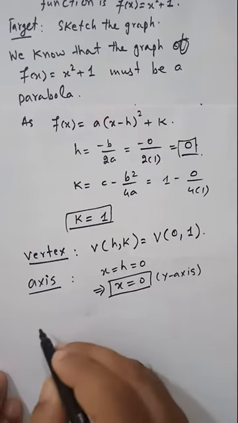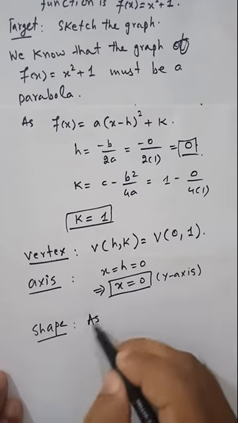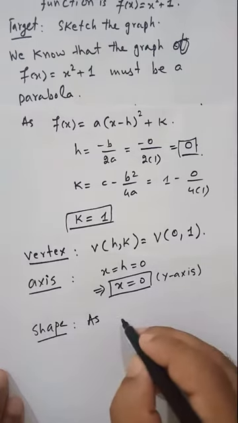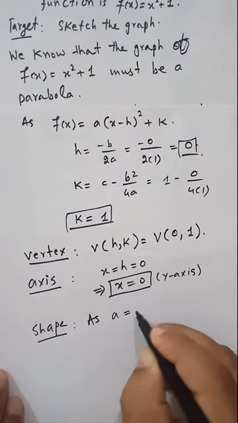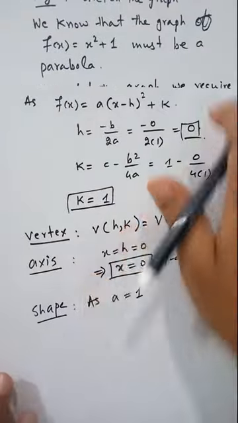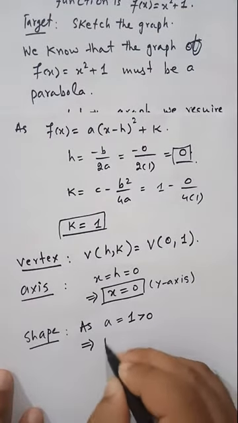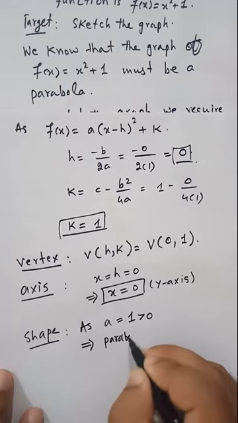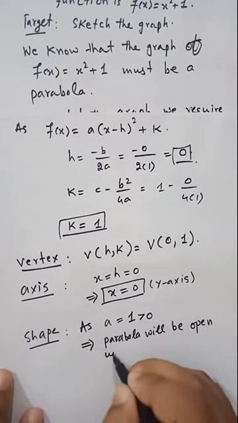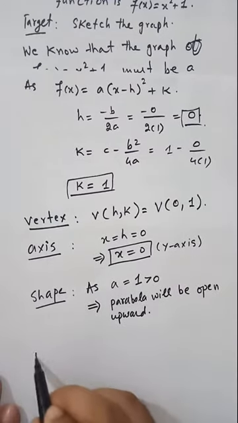The third one is shape. So a is equal to 1. You see that this a is equal to 1, which is the coefficient of x square. The coefficient of x square is 1, which is greater than 0, which implies the parabola will open upward. Okay, the fourth one is intercept.